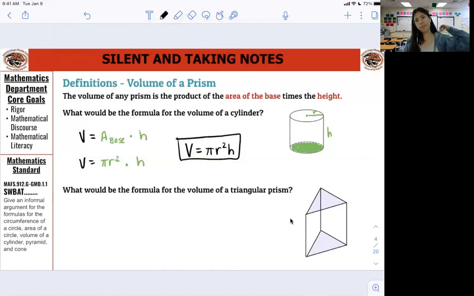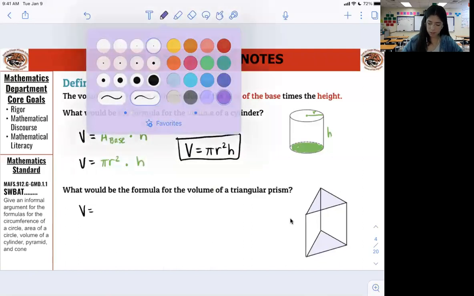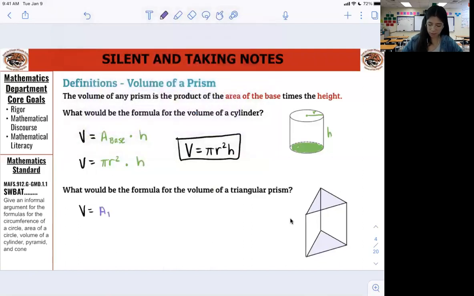Exactly, Tyrone. Yeah, you got it. Same exact situation. You have the area of the base times the height. Well, the base is just a triangle, right? So the triangle is going to have its own area and its own height.